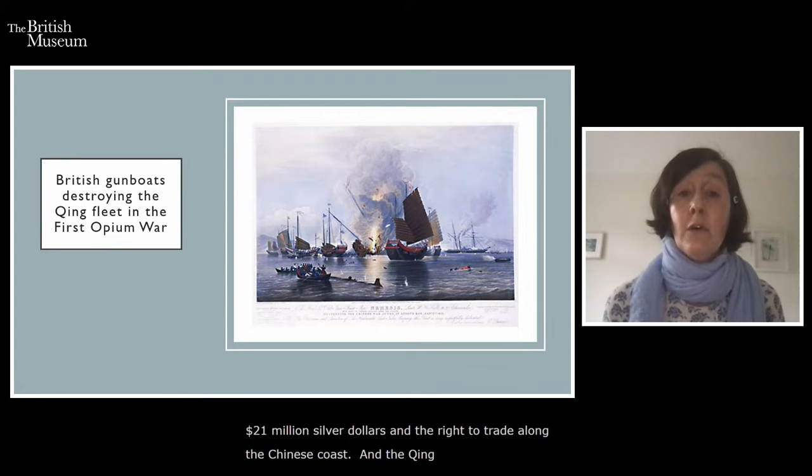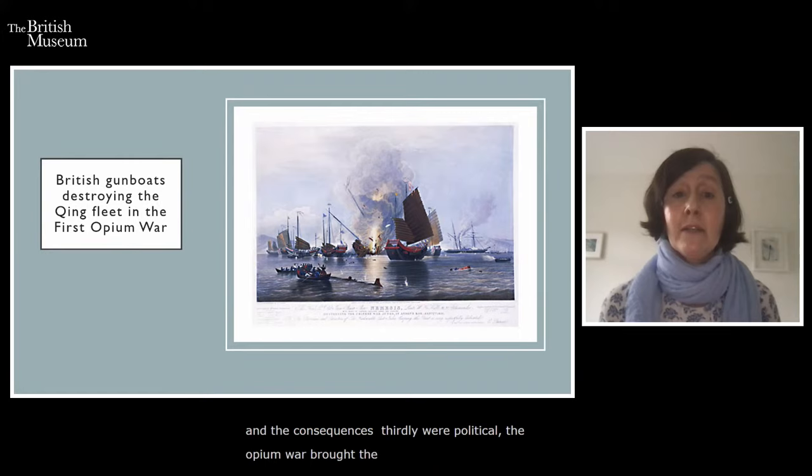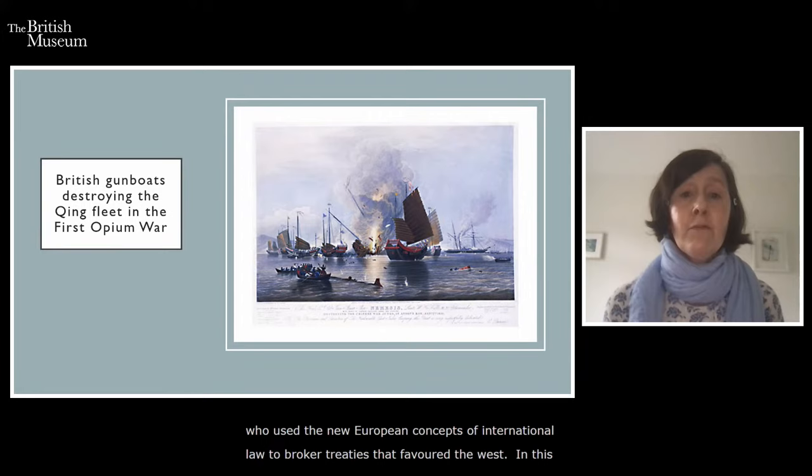And third, the consequences were political. The Opium War brought the Qing government into direct negotiation with European powers and the US, who used new European concepts of international law to broker treaties that massively favored the West. So in this way, the First Opium War eroded Qing sovereignty and ability to control its relations with Western nations.